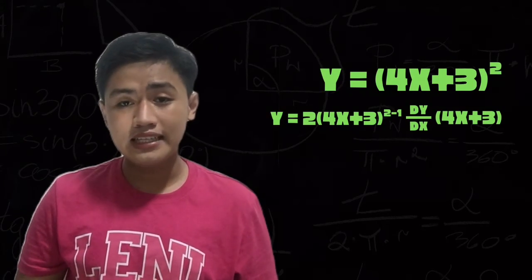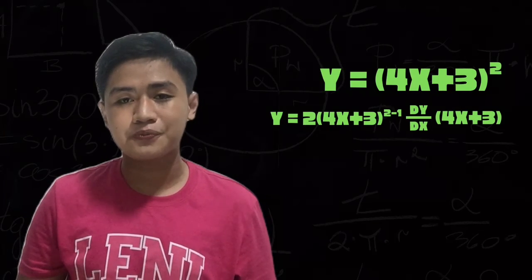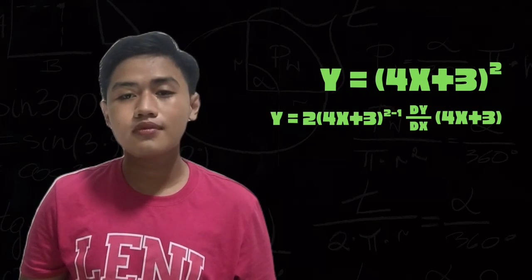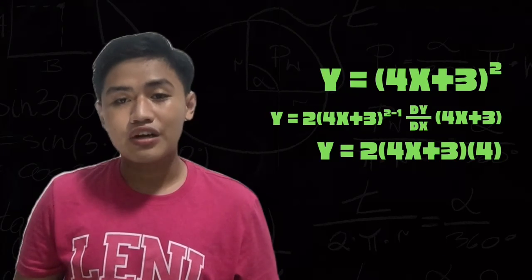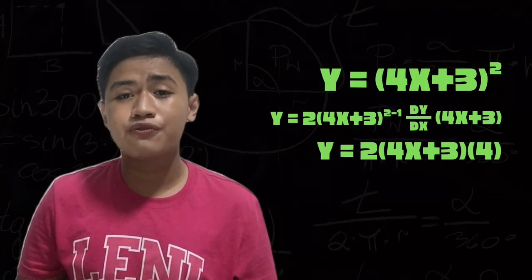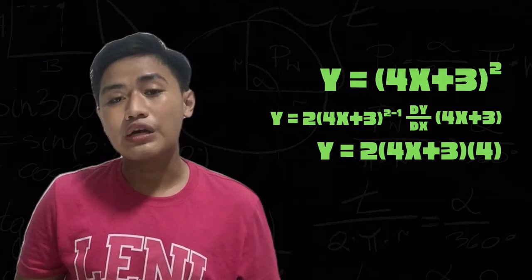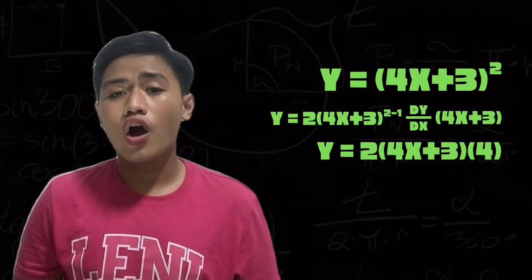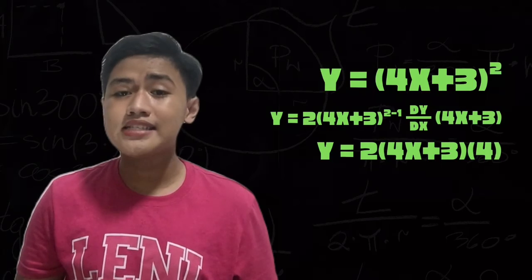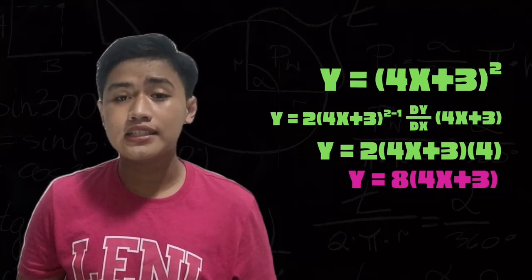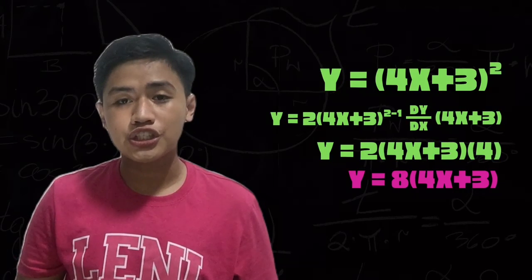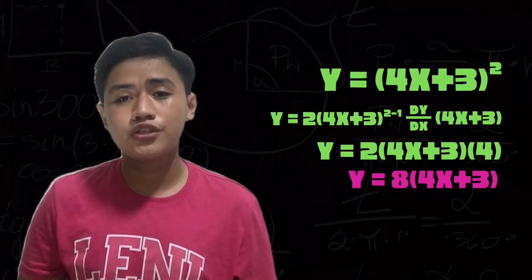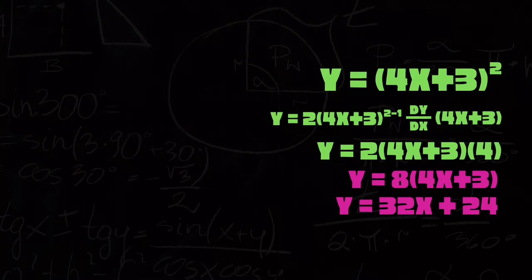And we will be getting the derivative of 4x plus 3. Our answer will become y prime equals 2 times 4x plus 3. The derivative of 4x plus 3 is 4. So, the derivative of the quantity of 4x plus 3 squared is 8 times the quantity of 4x plus 3, or distribute our function and it will become 32x plus 24.